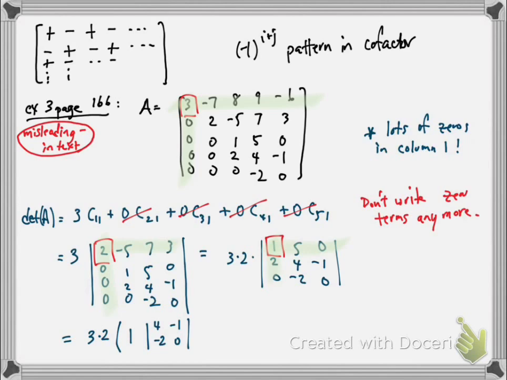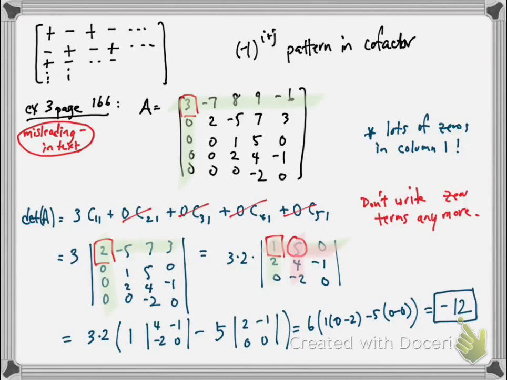I get a 1 times the determinant of this 2 by 2, minus a 5 times the determinant of that 2 by 2. Right? So at this stage, I'm just expanding along that first row. The 2 by 2 submatrices I can compute using the formula from earlier, and so I get that the determinant is minus 12.